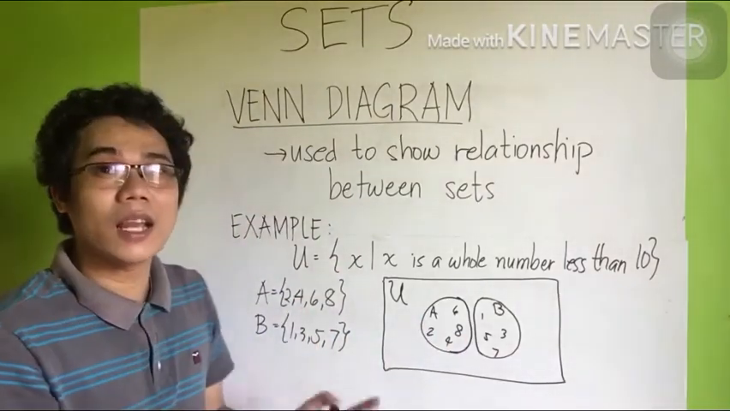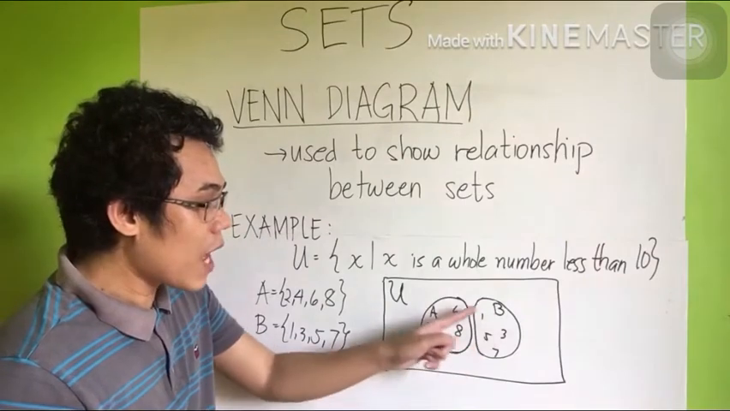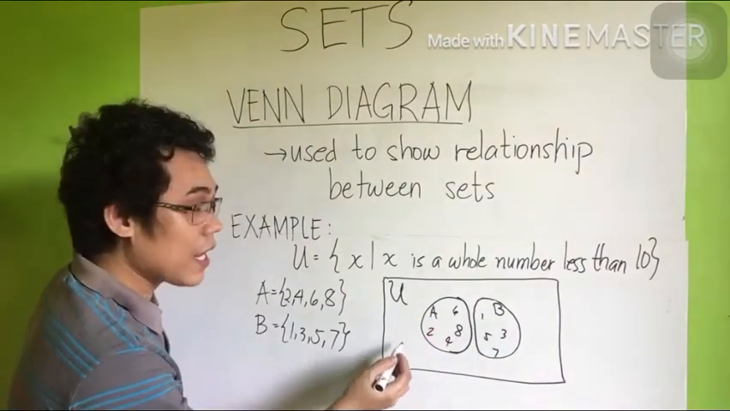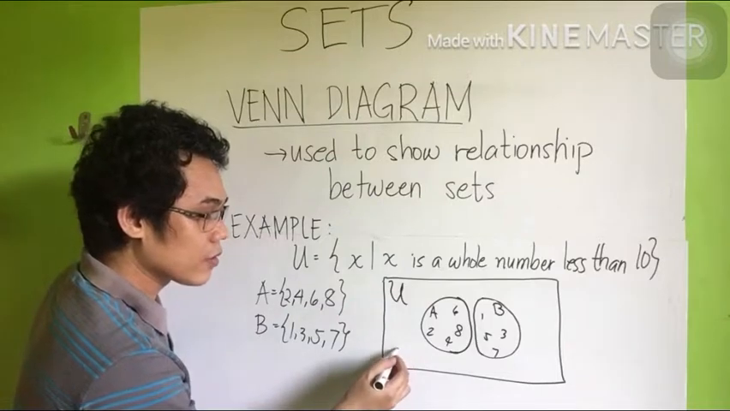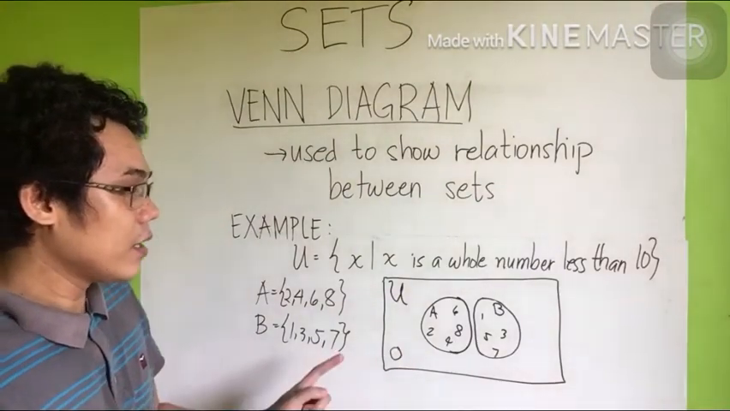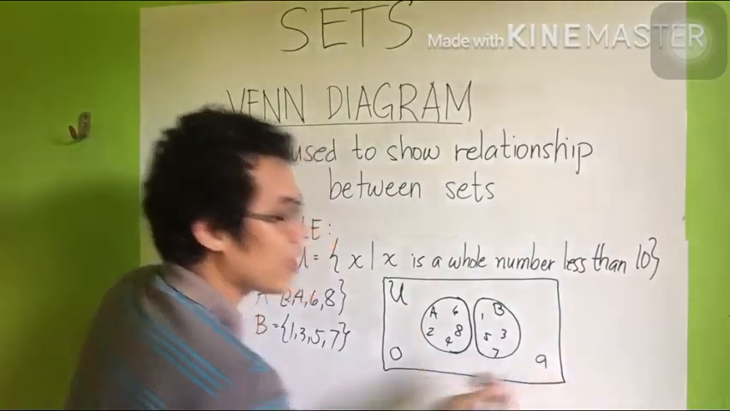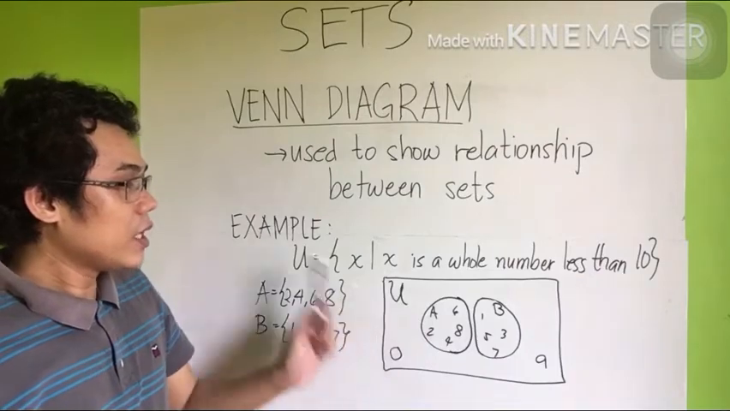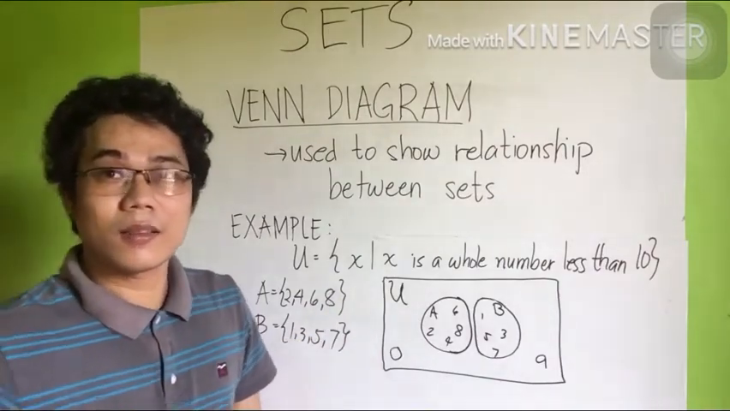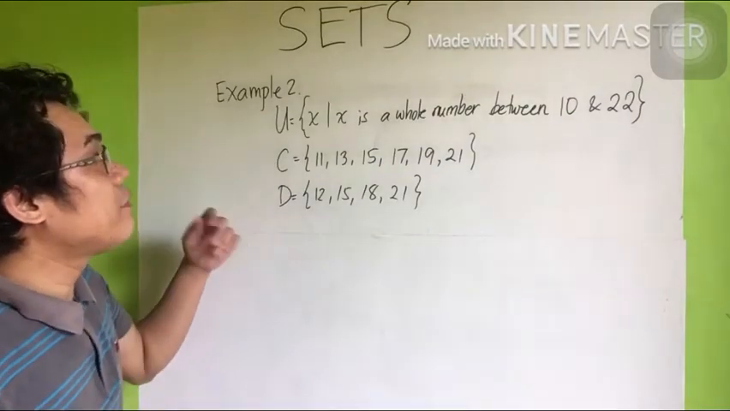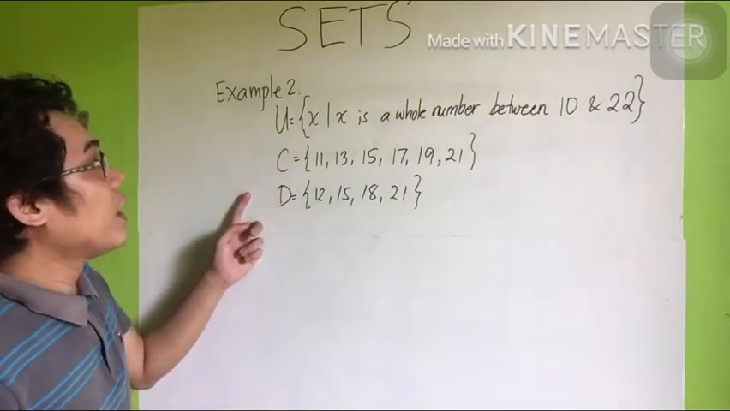So, saan natin siya ilagay? So, yung mga elements na wala dito sa A at saka B, ilalagay natin dito sa labas. So, 0. Ano pa ang wala is 9. So, outside na natin yun ilagay, yung hindi nabanggit ng A at saka B na dapat nandoon sa universal set. Next example, let us provide a Venn diagram for these sets.